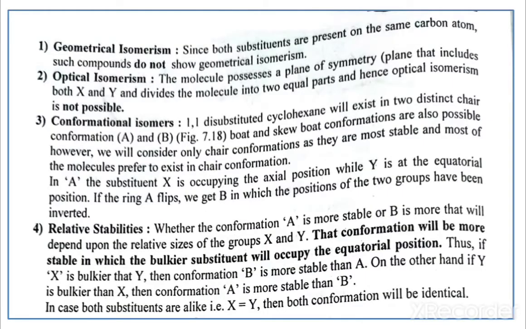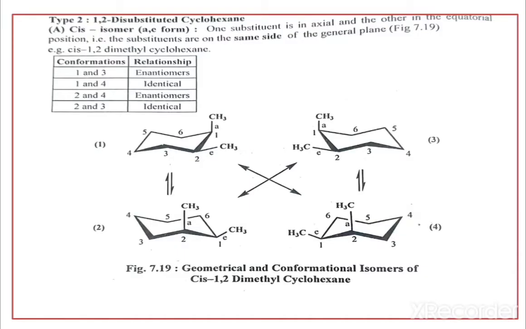Now, next, type number 2, 1,2 disubstituted cyclohexane. In the case of 1,2 disubstituted cyclohexane, there are two forms.